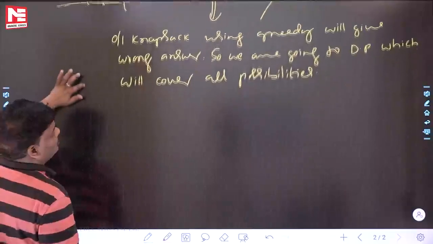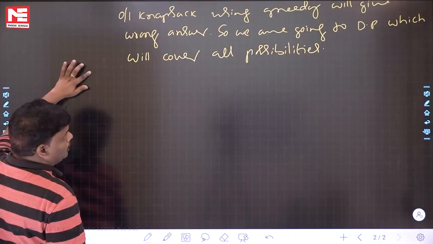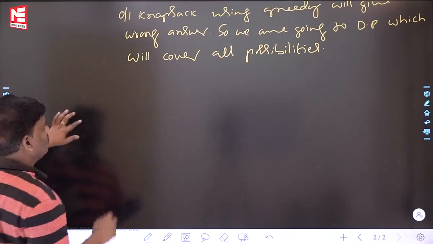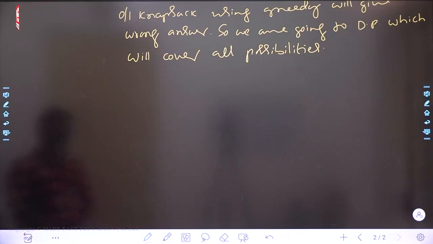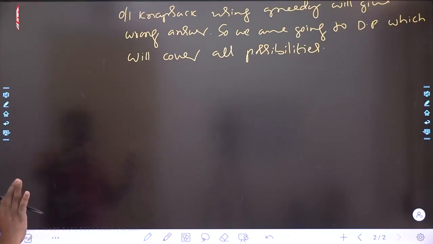Now I am starting. For this problem, I have to apply dynamic programming. Please be careful, I am reading once again. 0/1 knapsack problem using greedy will give the wrong answer. So we are going to dynamic programming, which will cover all possibilities. Dynamic programming is not a shortcut; it covers all possibilities. How will it be done? You know the problem very well.